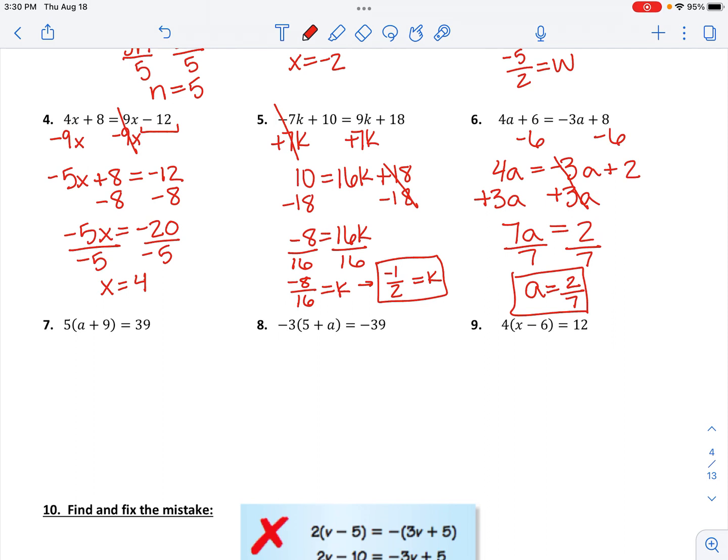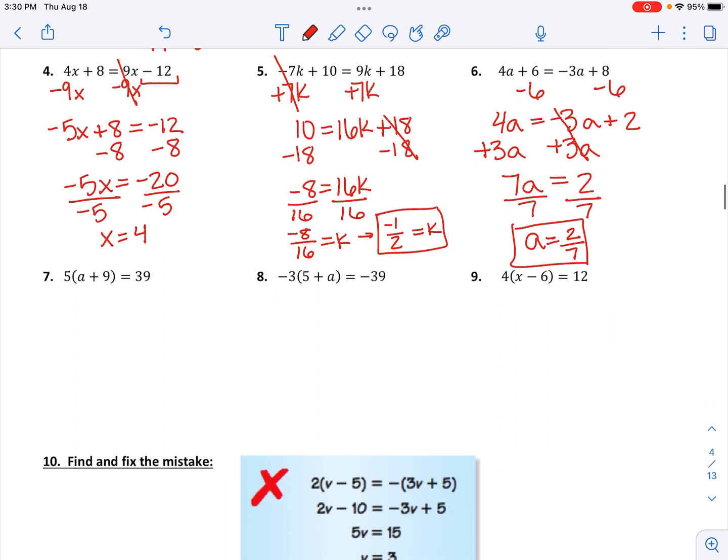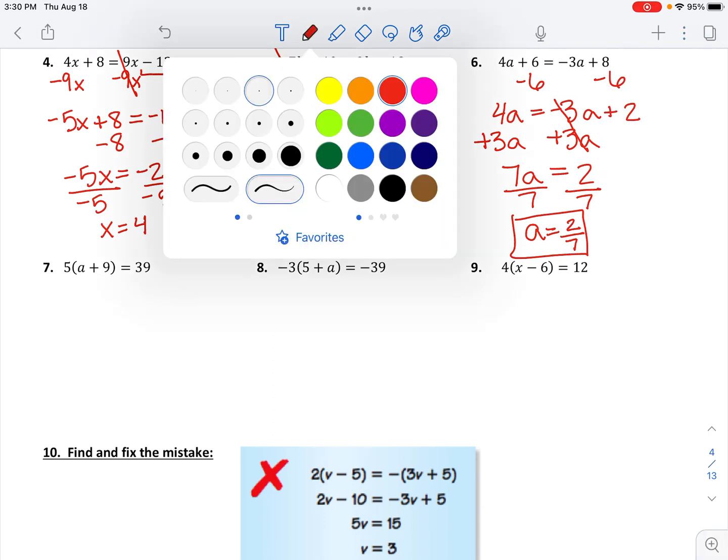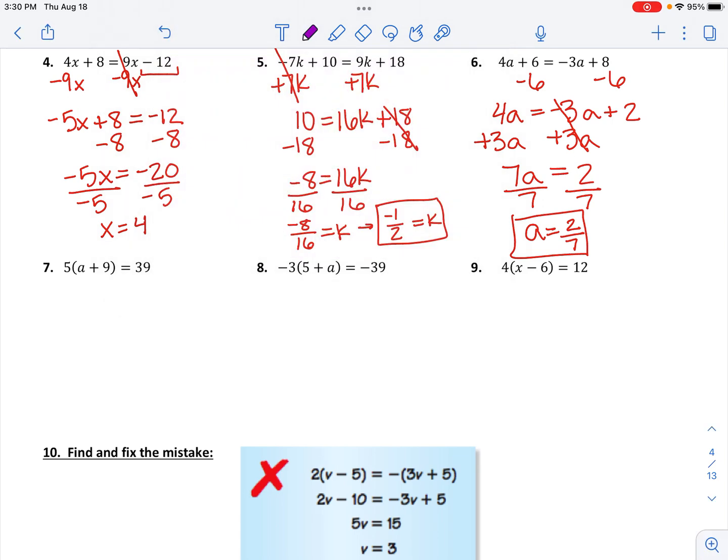All right. So those are the main ones with variables and constants on both sides. Again, making sure you get all your variables on one side, all the constants on the other. All right, 7, 8, and 9 here. We have a lot of distributive property. So we're going to make sure we take care of that distributive property, and then we will continue to solve like normal. So on number 7, I have 5 times a plus 9 is equal to 39.